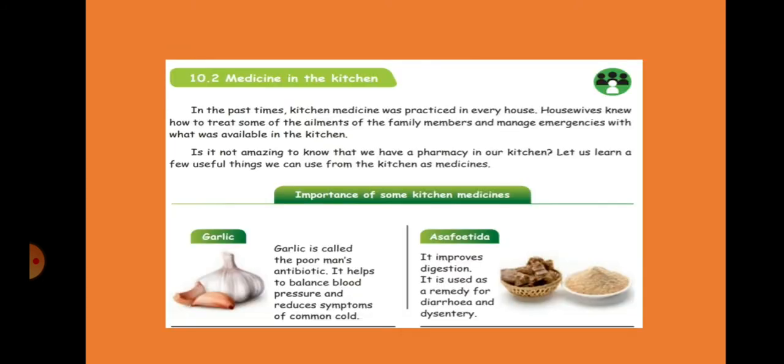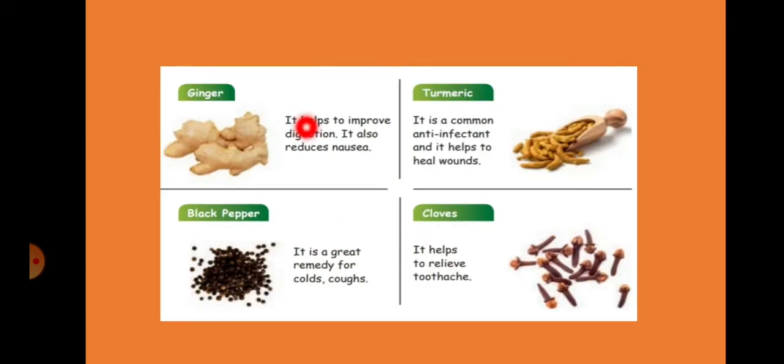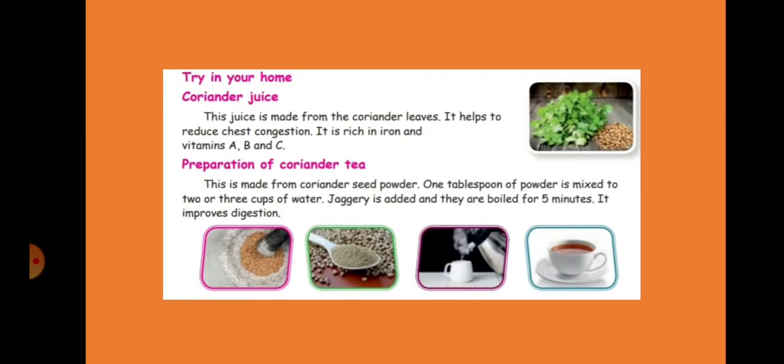Okay, and in the last class we also learned about medicine in the kitchen, that is, the importance of garlic, asafoetida, ginger, turmeric, black pepper, cloves, right? I have also told you about coriander juice, coriander tea. I hope you all have enjoyed this in the holiday time, right? Okay, if not, you can do it now.